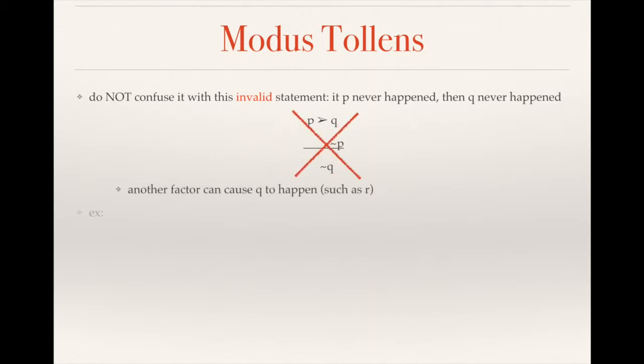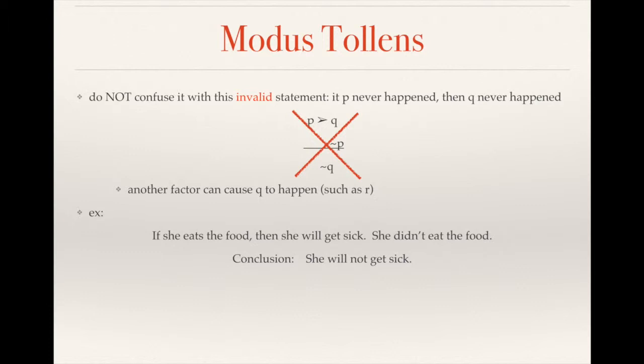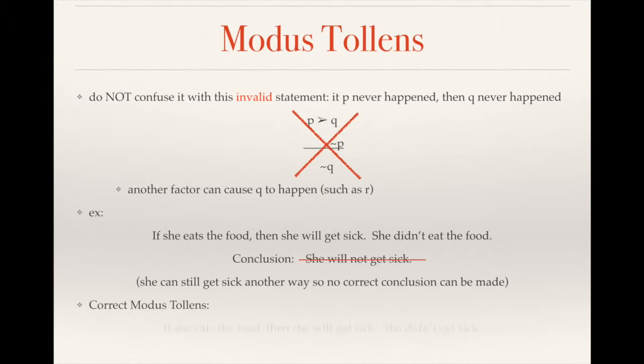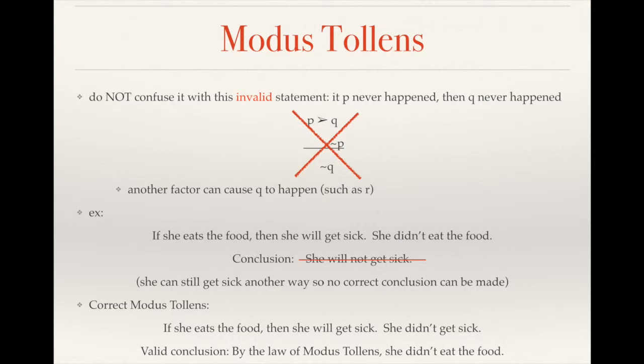An example would be, if she eats the food, then she will get sick, and she didn't eat the food. The conclusion can't exactly be she will not be sick. There's more than one way she can get sick. The correct way to use modus tollens is, if she eats the food, then she will get sick. She didn't get sick. By modus tollens, she didn't eat the food.